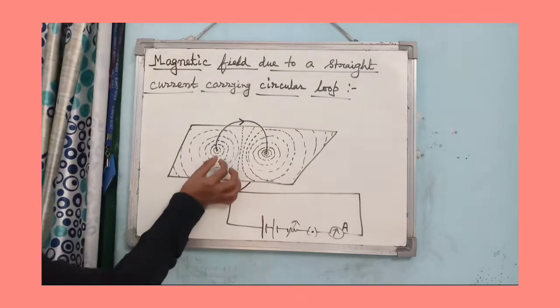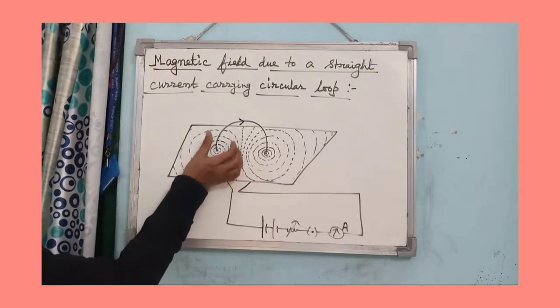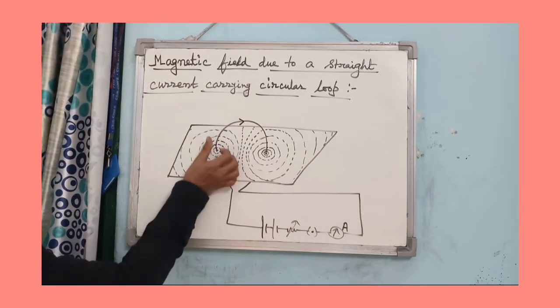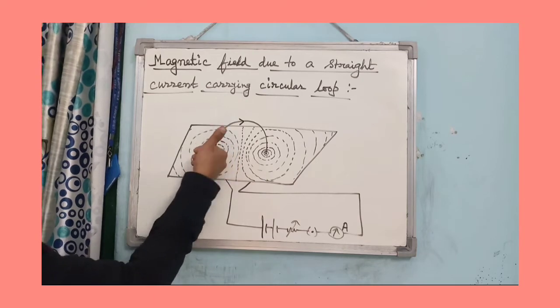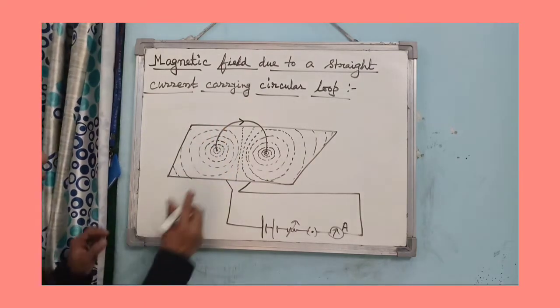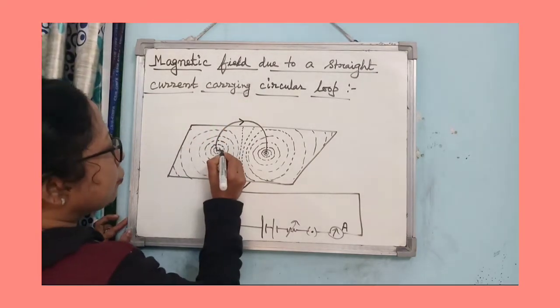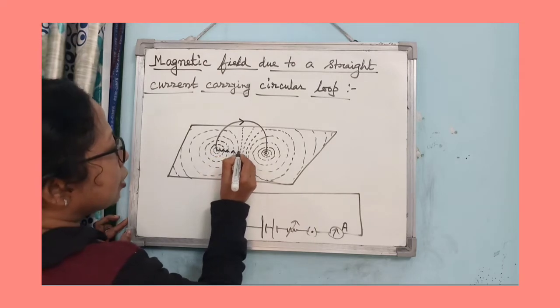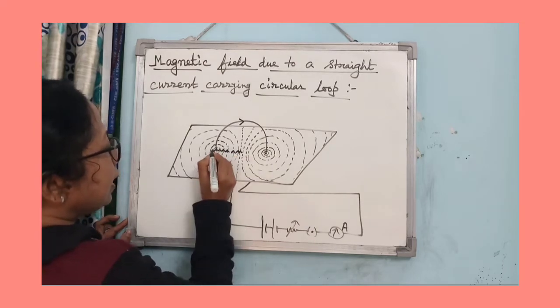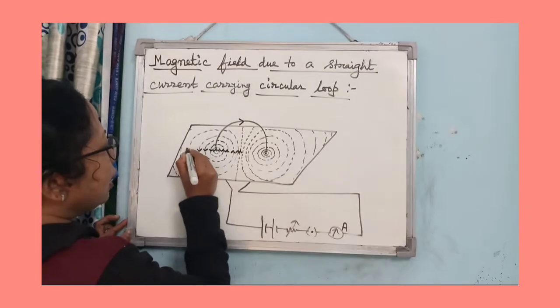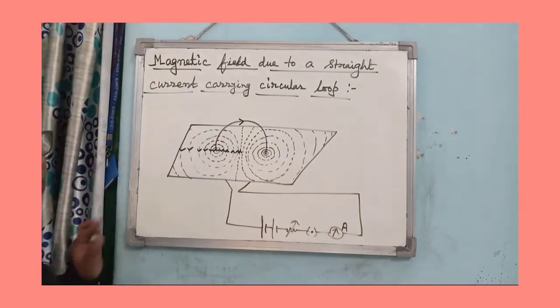Right hand thumb rule, if you use here, this first one, you see the current is in the upward direction. So if you set your four fingers, it is coming in the anti-clockwise direction. So give the arrows in the anti-clockwise direction. Alright. So if you give the arrows for all the circles, it looks like this.